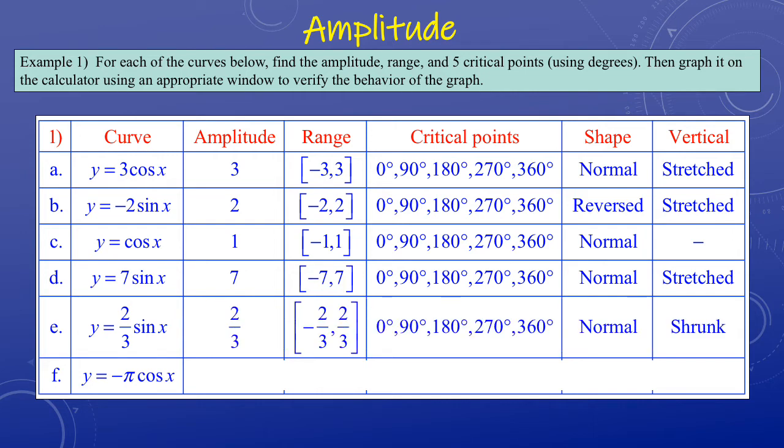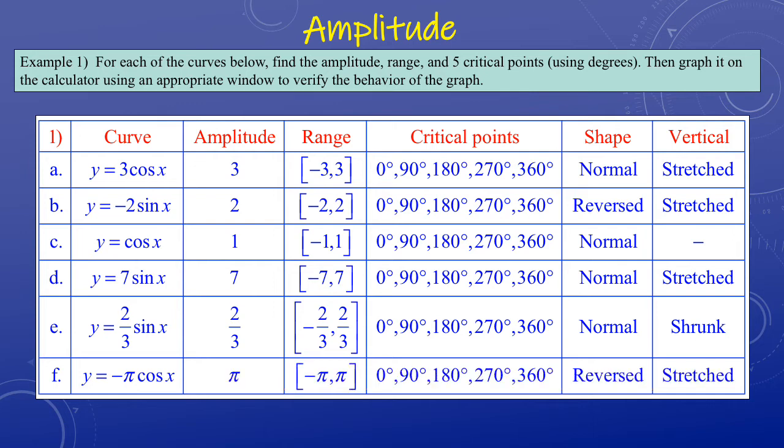In E, we have y is equal to 2/3 sine of x. Our amplitude is 2/3, and our range is negative 2/3 to 2/3. Critical points still haven't changed: 0, 90, 180, 270, 360. The shape of this curve is normal, and vertically this curve is now shrunk.